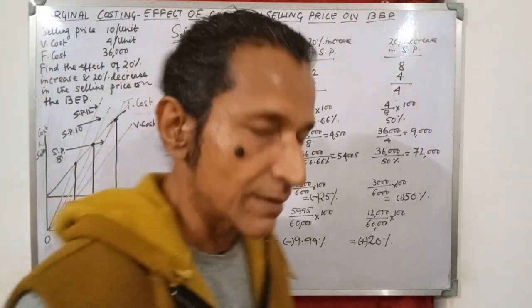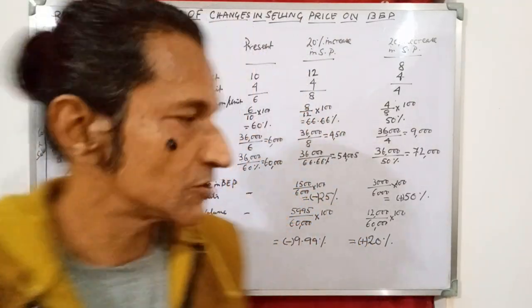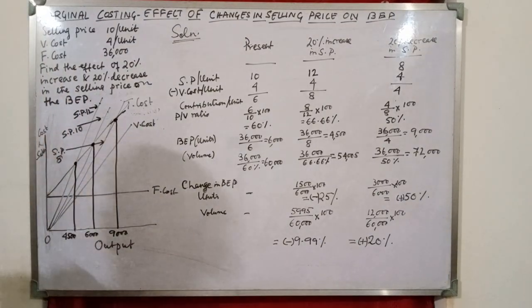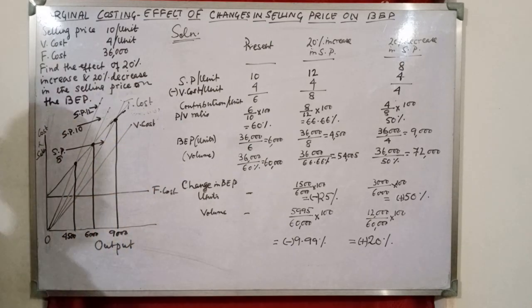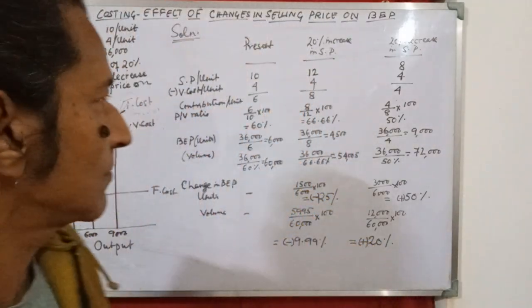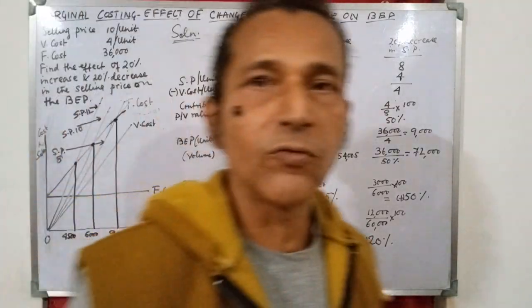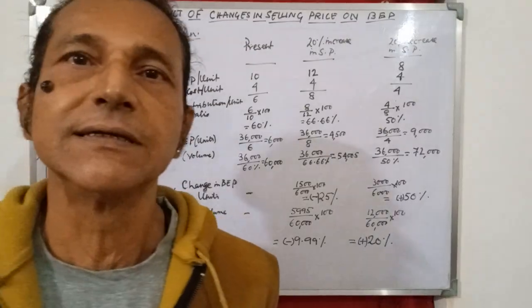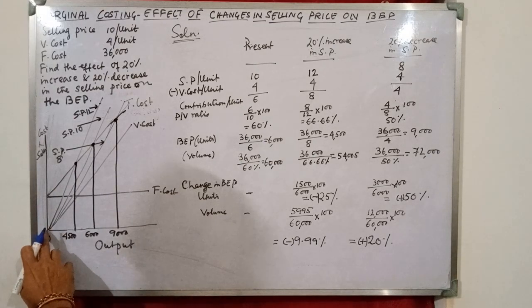Please remember one thing, that these graphs, these diagrams are not drawn to scale. So please don't go by the measurement by scale. Okay. This is fixed cost. This is variable cost. The variable cost line starts from the origin, because if output is 0, then variable cost is 0. And this is the variable cost line, an upward straight line. And when output is 0, sales is also 0. So the sales line also starts from the origin.